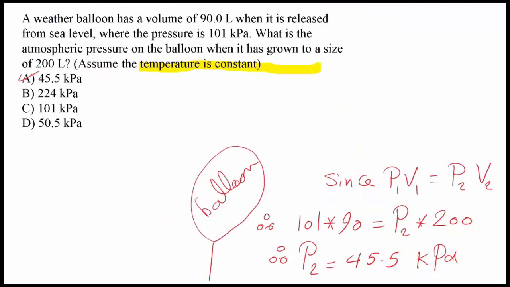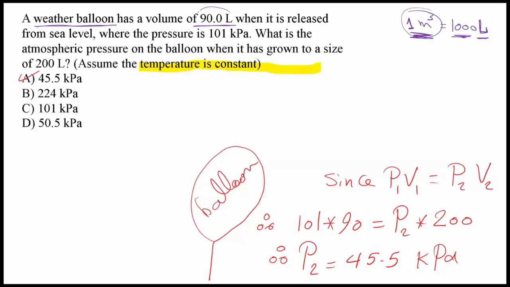Let's see something else. A weather balloon has a volume in liter or litre. Litre is French, liter is English. 1 cubic meter, for example, equals 1,000 liter or litre. 1 cubic meter, this is the SI unit. The cubic meter equals 1,000 liter. Okay?